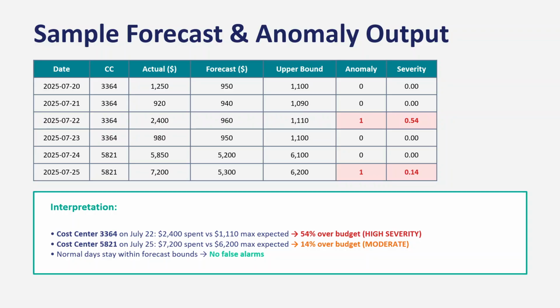Meanwhile, cost center 5821 on July 25th spent $7,200 against a max expected of $6,200, 14% over, flagged as moderate. And on all the normal days, like 20th July, 21st, 23rd, spending stayed within forecast bounds, so no false alarms were triggered. This is exactly the kind of output you would surface to a finance dashboard or an alerting system.